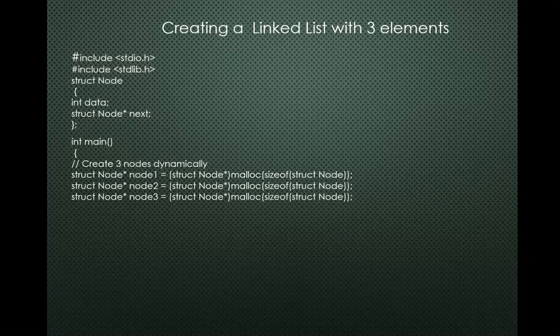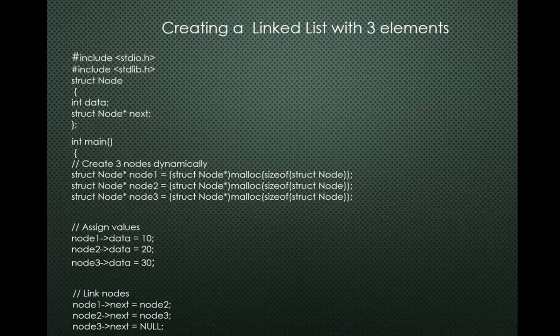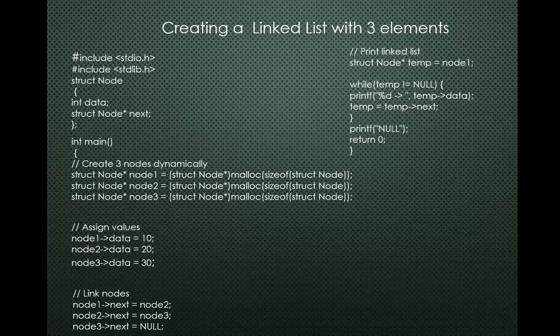Let me try creating a singly linked list with 3 elements. The nodes are assigned values 10, 20, and 30. Next, I connect them by setting node 1 to point to node 2, node 2 to point to node 3, and node 3 to point to null. This forms a linked list 10, 20, 30, and null. To display the list, a temporary pointer traverses each node until it reaches null. So it prints the data values all along the way.